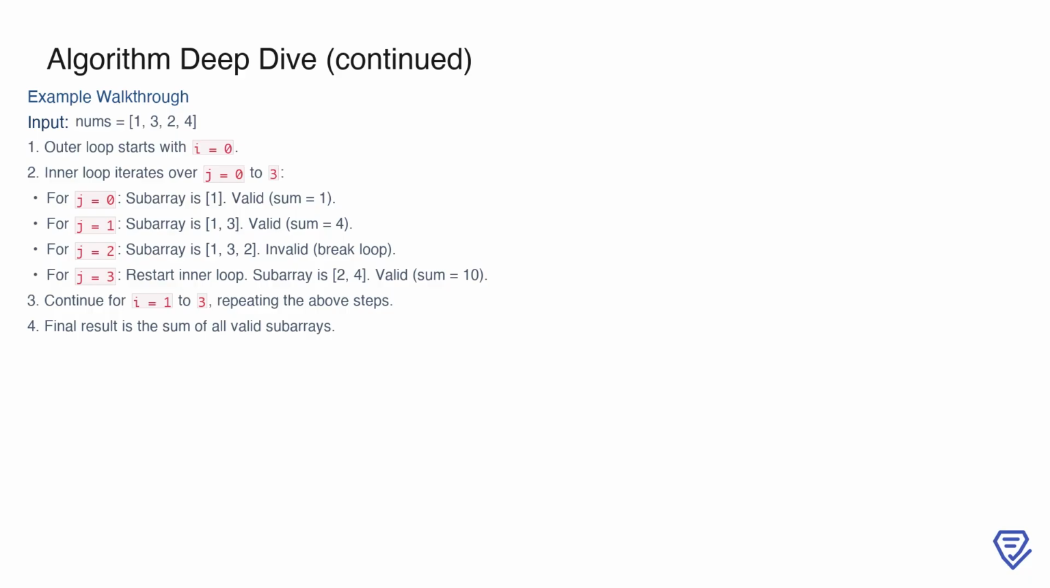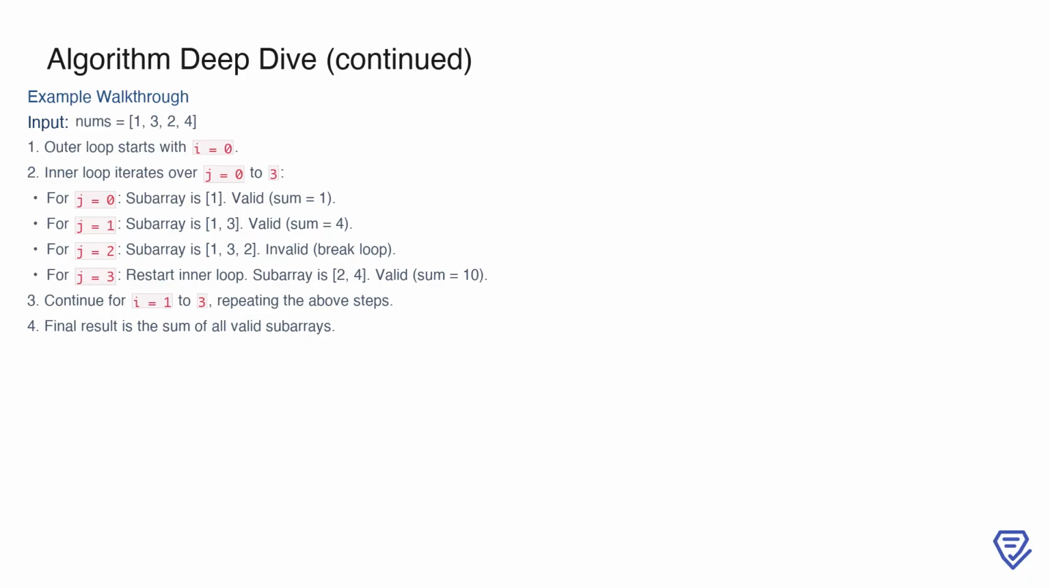However, for j equals 2, the subarray [1, 3, 2] is not strictly ascending, so the inner loop breaks. Then, for j equals 3, after restarting, the subarray [2, 4] is checked and found valid, contributing another sum of 10.